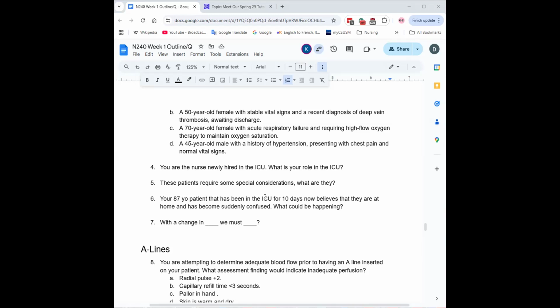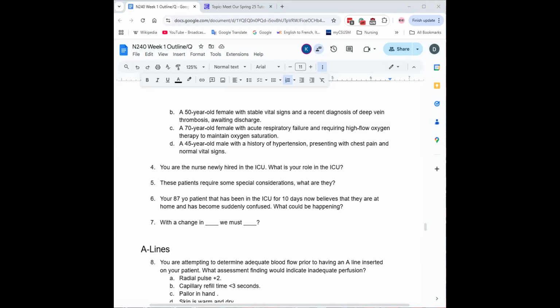Managing pain and sedation, that's a big one too. Especially pain, right? Let's say that patient did get intubated. How is he going to tell me he's in pain? So I need to be able to do a nonverbal pain assessment, and if they are verbal, a regular pain assessment, our PQRST.